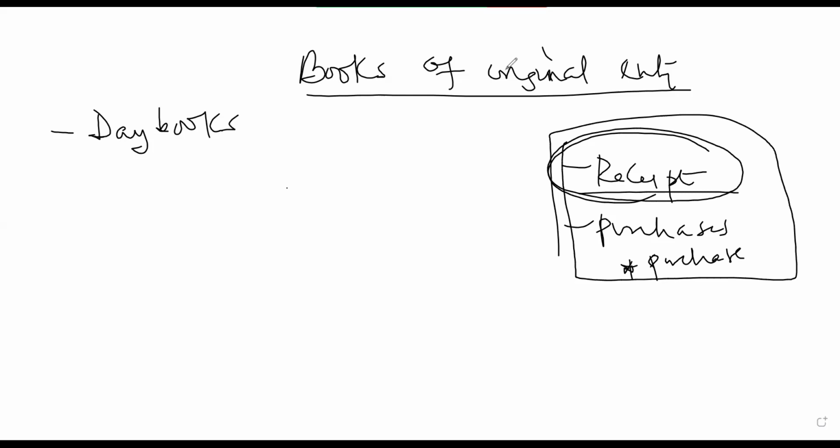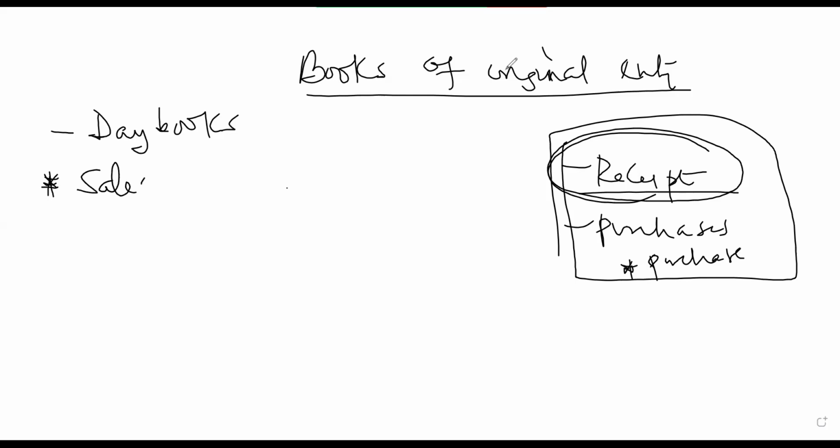What are source documents? They are items that give evidence of business transactions. They are items, or books, or anything that gives evidence of a business transaction, which is what we call the source documents. Okay, so let's look at the day books first. What are the day books that we have?